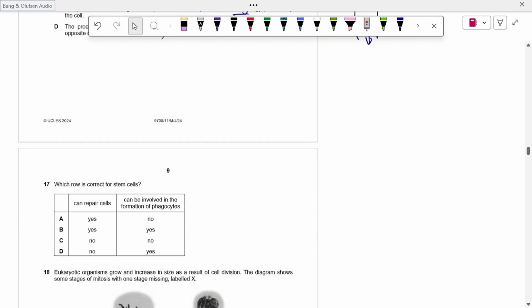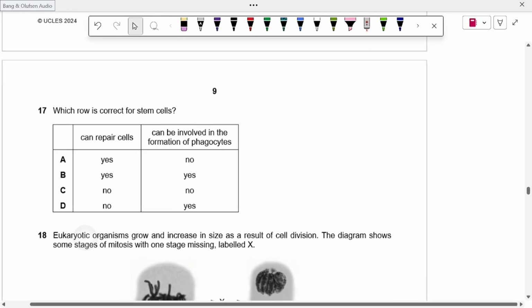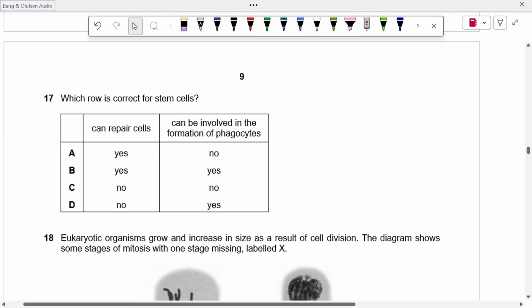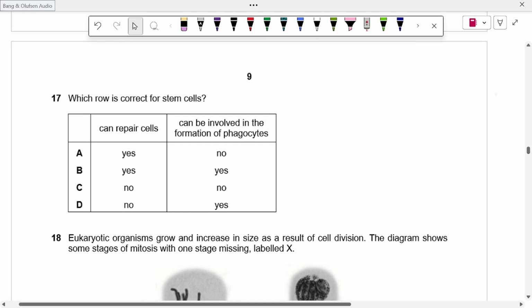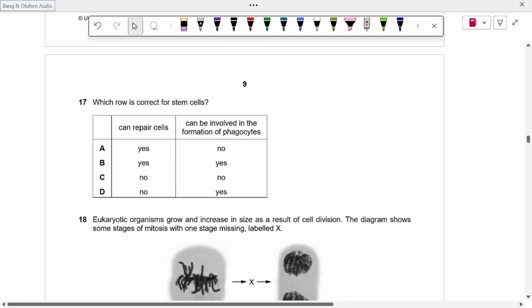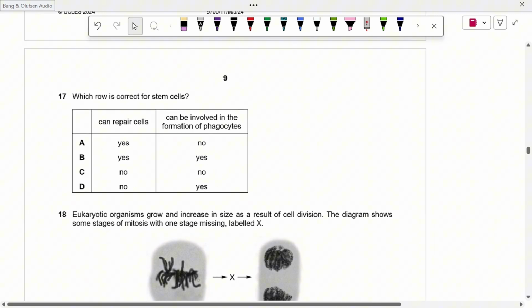ये भी थोड़ा easy था. Which row is correct for stem cell? Can repair cell. Always remember, आपकी body में कोई भी ऐसा cell नहीं है which can repair another cell, या कोई भी ऐसा process नहीं है which can repair another cell. Your cell, once destroyed, can only be replaced.